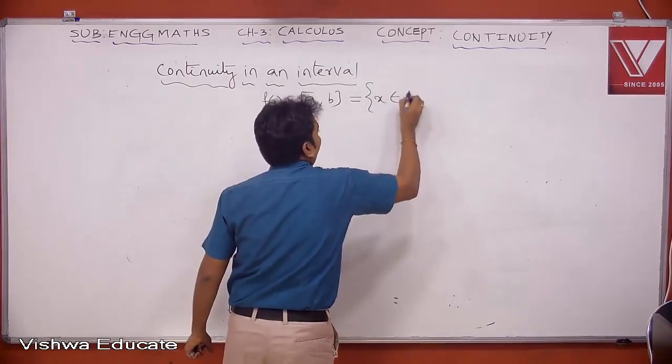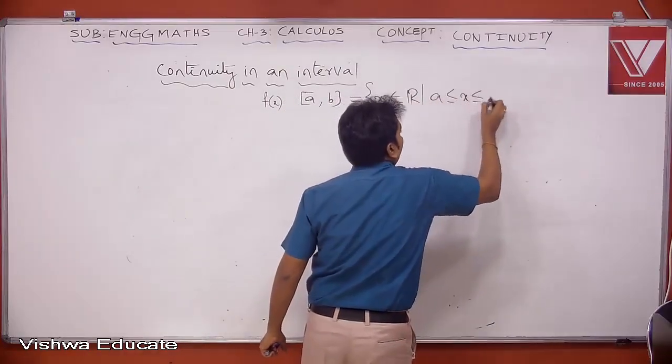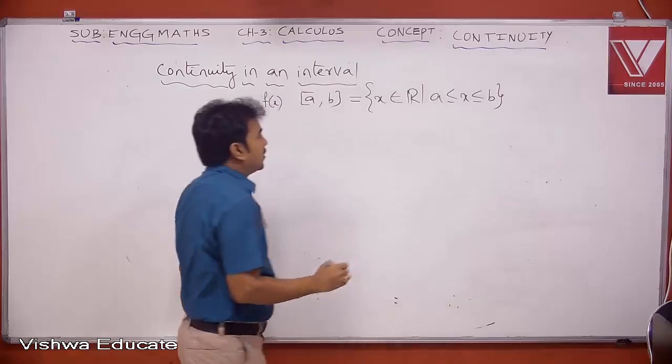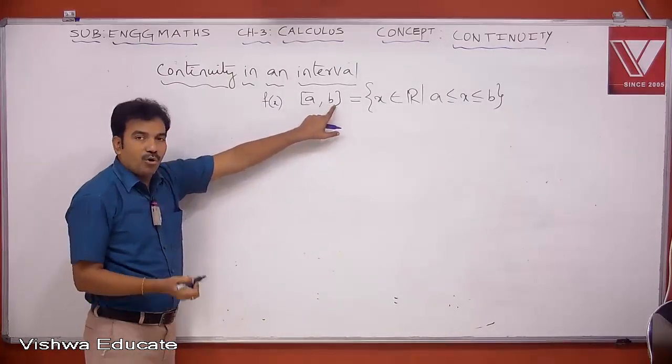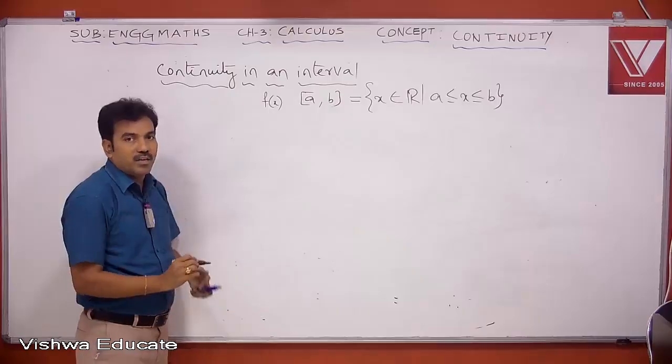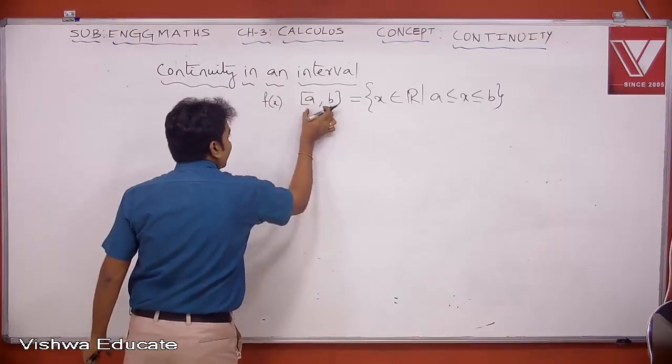So this is the set of all real numbers x such that a is less than or equal to x, which is less than or equal to b. This is my set. A is included, b is included, and all real numbers between a and b are included. Now let us discuss the continuity of this function in this interval.